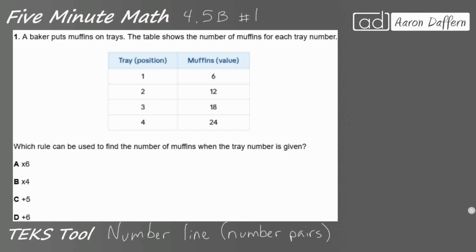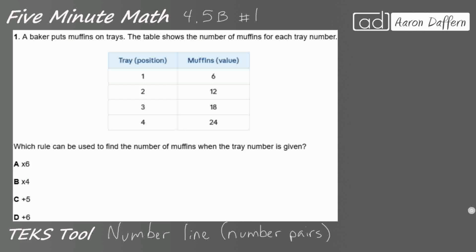We are working with number pairs with a problem related to TEKS 4.5b, and we will solve it in 5 minutes or less. If you haven't done so already, please go ahead and take a moment to pause the video, work this problem out on your own, unpause it, and we will look at our answers together.